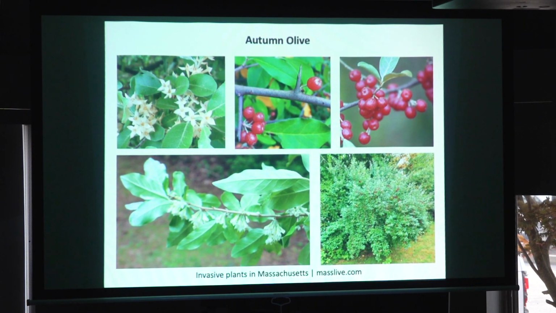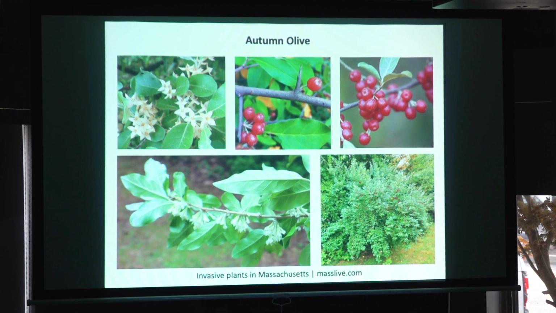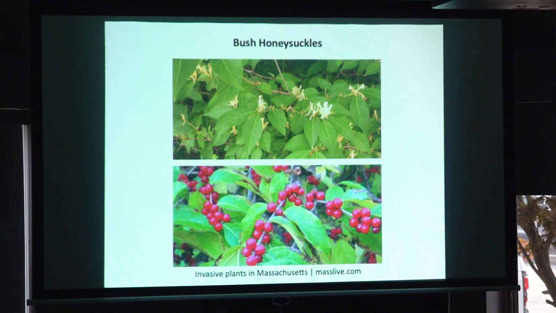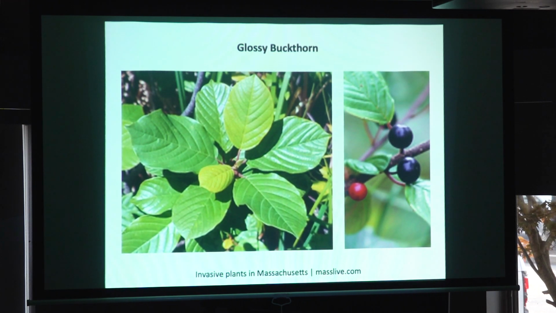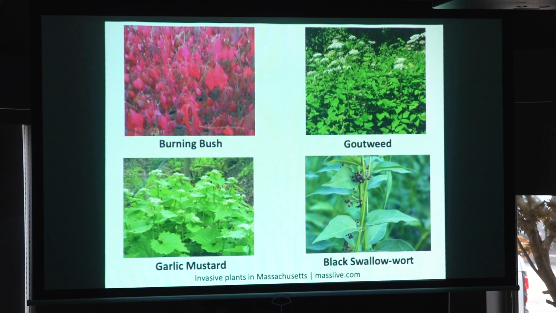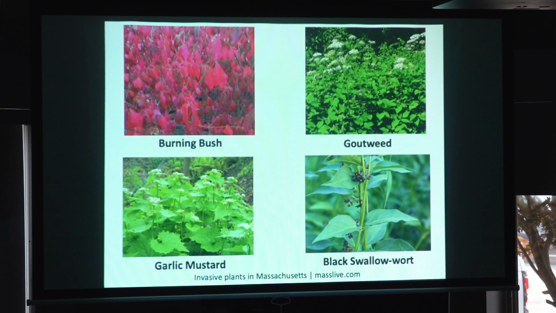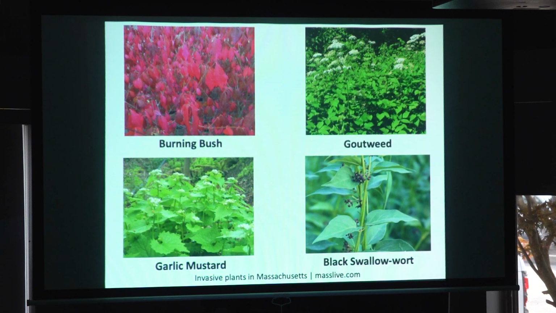Okay, multiflora rose, autumn olive is another one that makes its way around. It's thorny. It's nitrogen fixing, so it has a kind of advantage over the other plants. Bush honeysuckles, you see them all over. They're from Asia. The glossy buckthorn is a tree, very, very common in the woods. And burning bush, goutweed, garlic mustard, black swallowwort, and more. If you go to masslive.com, you can find a list of some 32 different plants. Just search for invasive plants in Massachusetts.